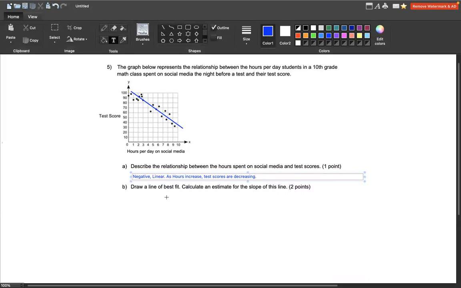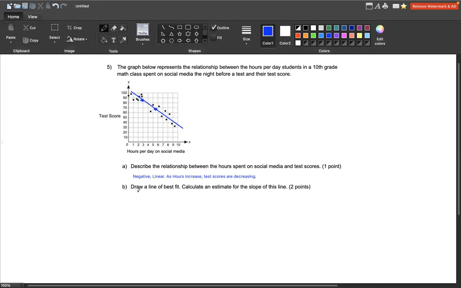So draw a line of best fit and calculate an estimate for the slope of this line. This is going to be different for everybody, and I don't want you to end up with the same thing that I have right here. The first step for this, I'm going to go through it quickly so that I don't take too much time, is you need to find 2 points that are on your line. And the 2 points that I see immediately is this point right here and this point right here. They should be on the line. So some people pick this point and this point. When you put a line between those, it's going to be completely wrong.